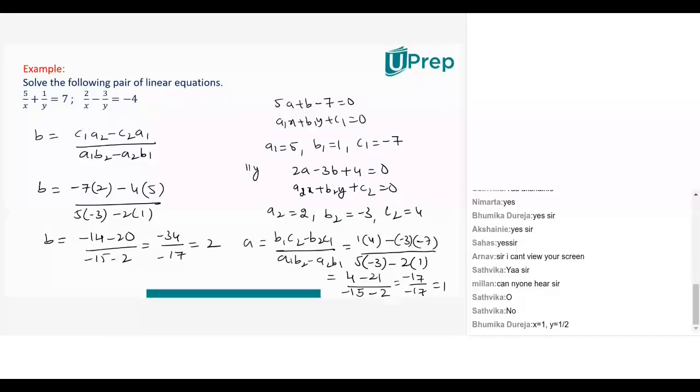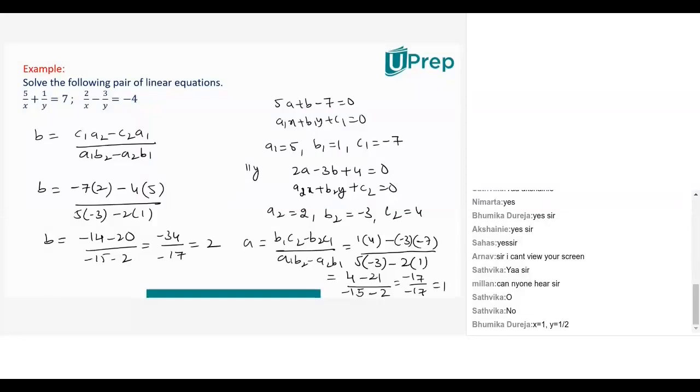So that's how you can apply the cross multiplication method to find the values of a and b. So what do you do? a is nothing but 1 by x. So your x is 1. Your b is nothing but 1 by y. So your y is 1 by 2. So this is how you apply the cross multiplication method. Is that clear? I'm sure it's clear.